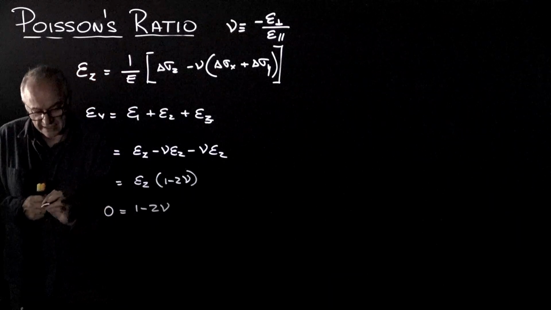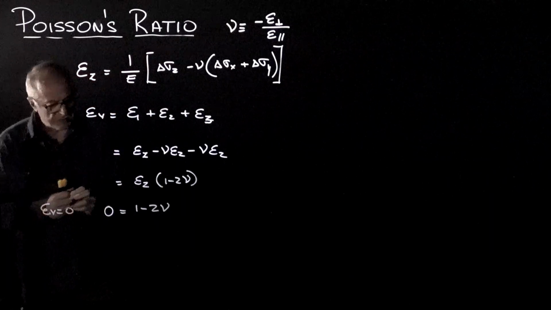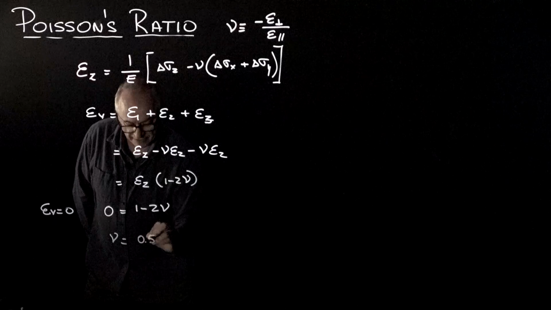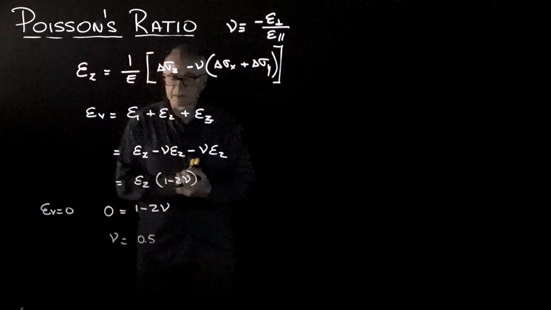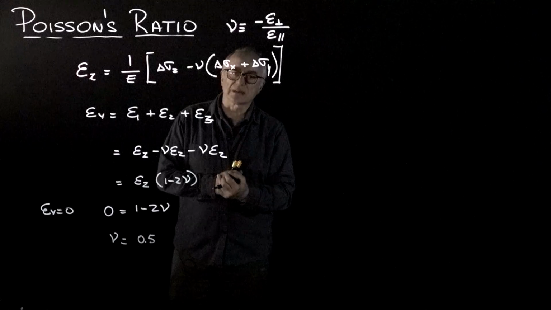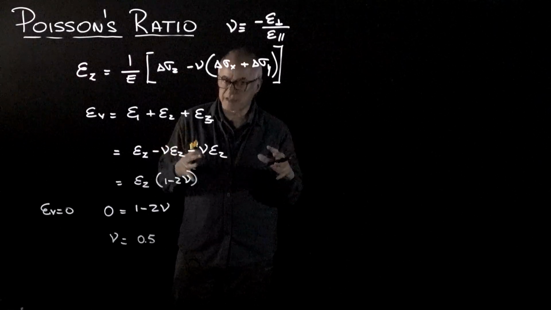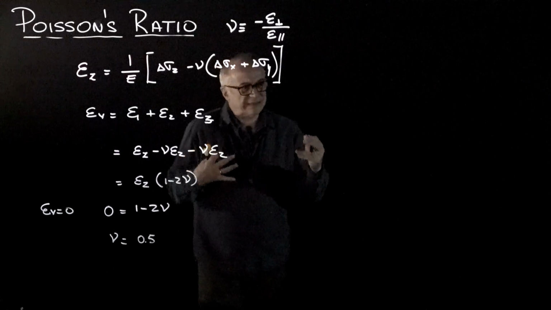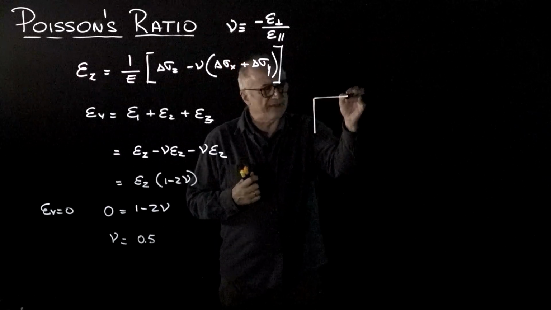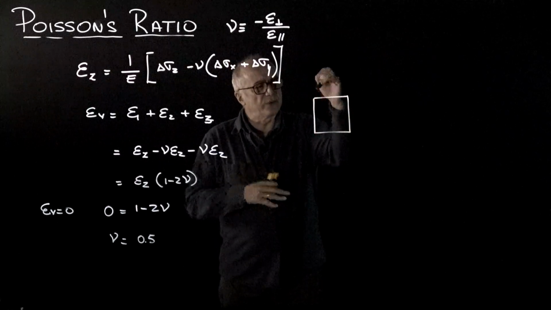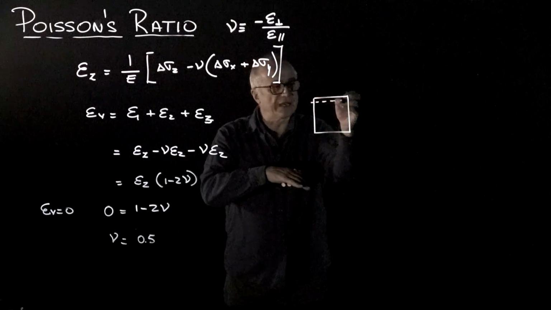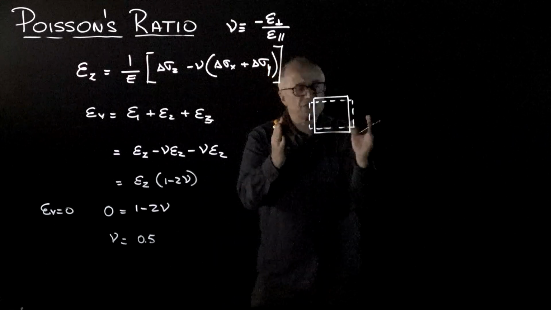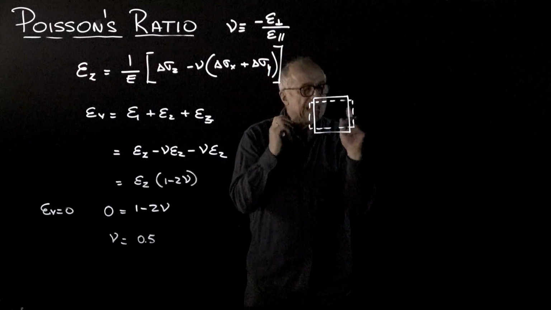This is when epsilon volumetric is equal to 0, and Poisson is equal to 0.5. So this is the first limit that it is important for us to recognize, that when the material is incompressible, Poisson is going to be 0.5. How can we understand that? Well, imagine that I have a cube. When we squeeze it vertically, it's going to get shorter and wider, and the strain in each direction is going to be half. Why is that?